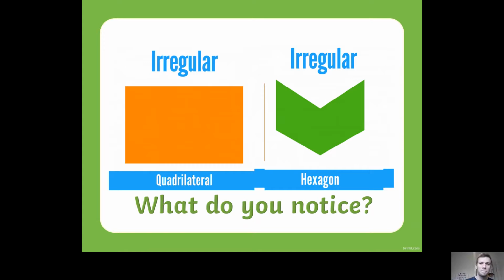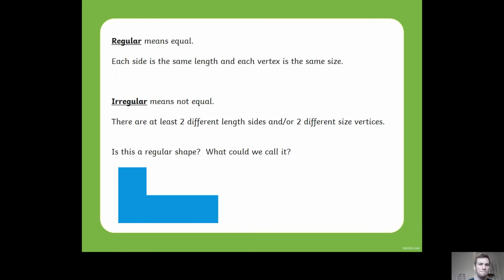Okay, so let's have a think then. Regular means equal, means each side is the same length and each vertex is the same size. So they are all equal. Irregular means not equal. So there are at least 2 different length sides and 2 different size vertices. Could be the vertices changing, or it could be the sides, or it could be both.